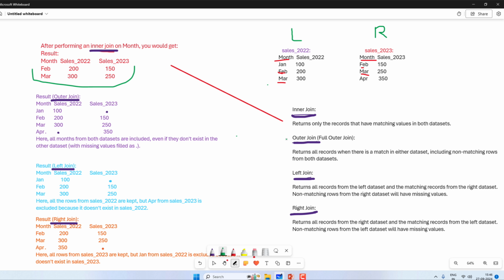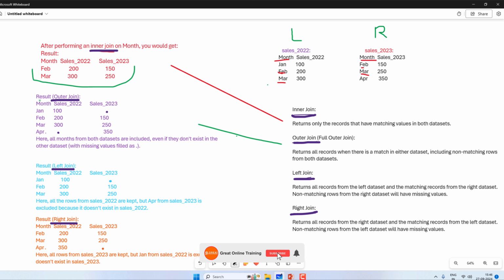And the next one is outer join. Outer join, the full outer join, returns all records when there is a match in either data set, including non-matching rows from both data sets. That is, when we are performing the outer join, it will give all the records, whether they match or are non-matching rows. It will give the observations which are present in both data sets. For example, this is the result of the outer join.